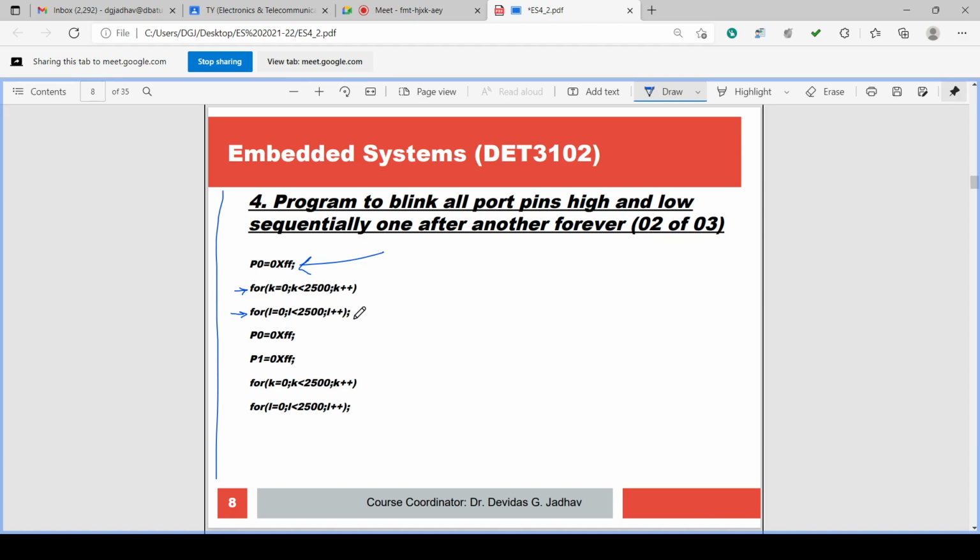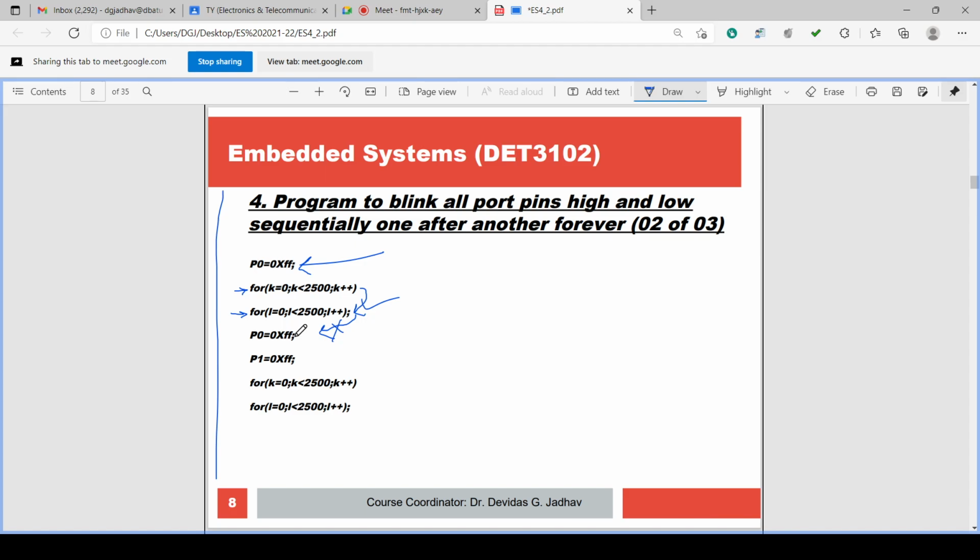So the second for loop will not consider the next instruction as its part. But the first for loop is considering the next instruction as its part. So with the for loop of k, the for loop of L will execute. But with the for loop of L, the next instruction will not execute. It executes separately, only once. So this is a nested for loop. Okay? Nested for loop.